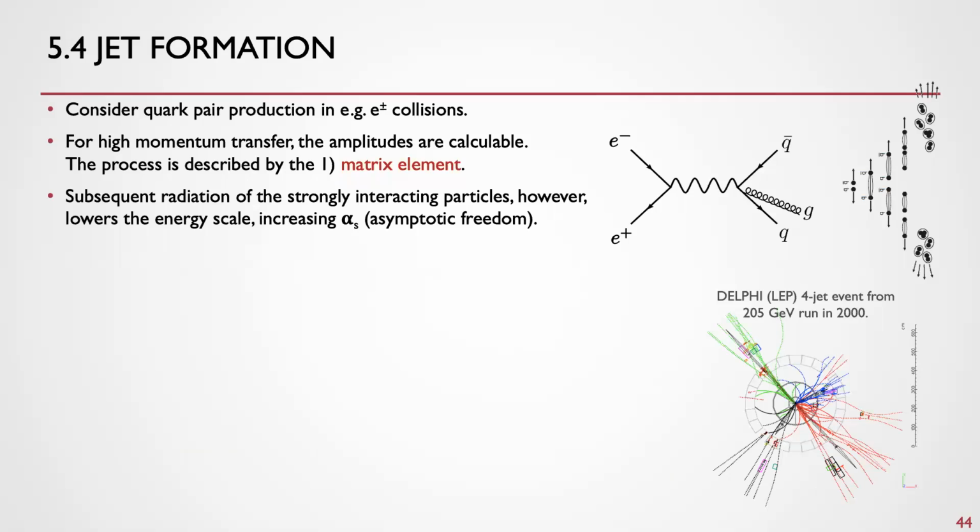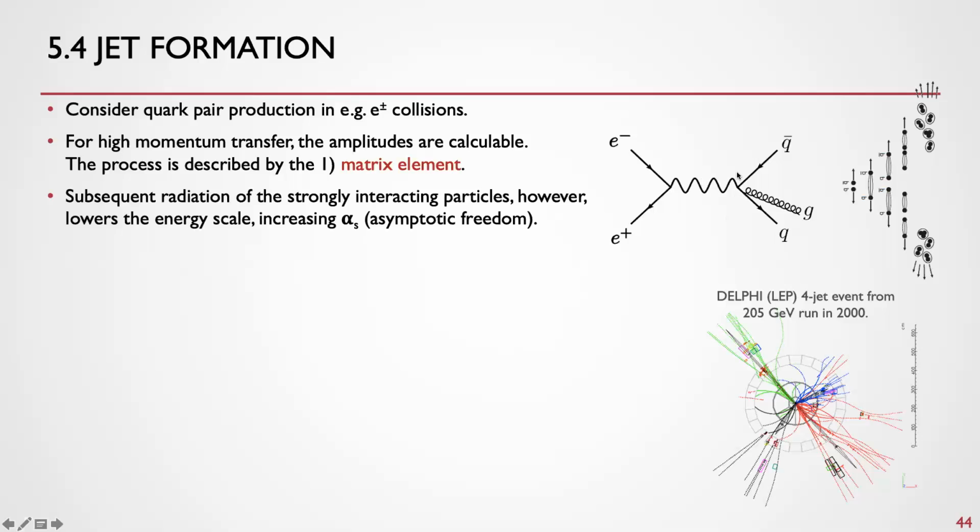Good. Let's talk about the jet formation in a little bit more detail, because next we're going to study how we can measure such signals in the subdetector components. Consider quark pair production, for example, in e+ e- collisions or hadron-hadron collisions. So e+ e- goes into, in this case, maybe a photon or a Z boson, producing two quarks, a quark-antiquark pair. The process that's shown here at large momentum transfer is calculable in perturbative quantum chromodynamics. It is described by a matrix element.